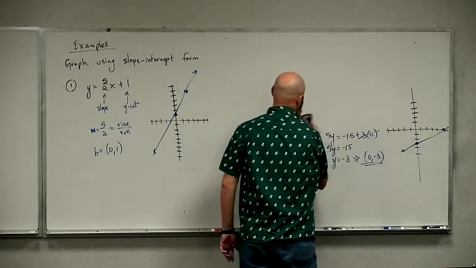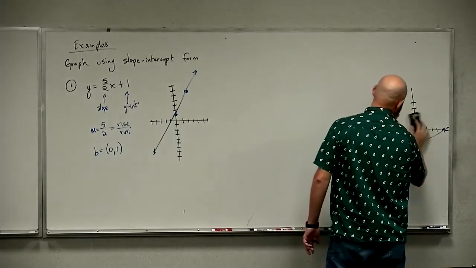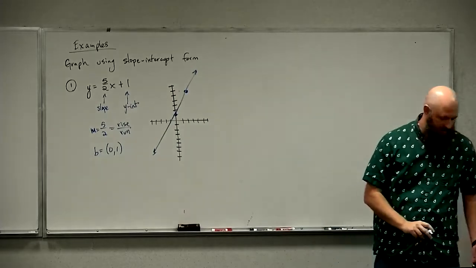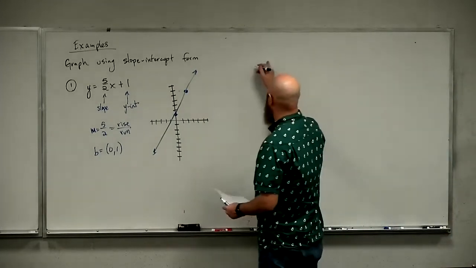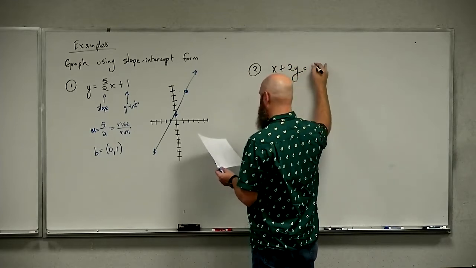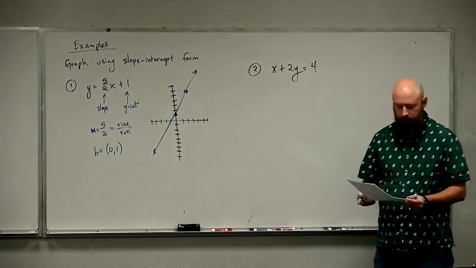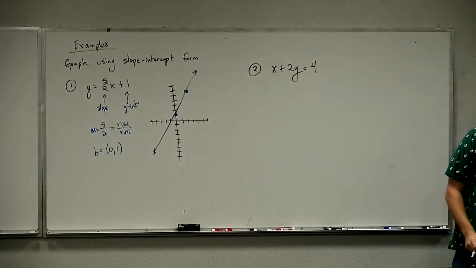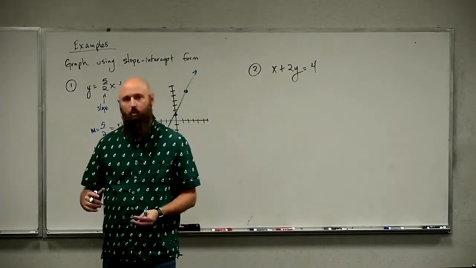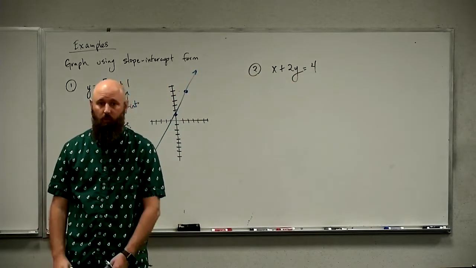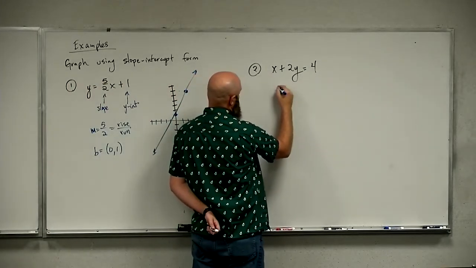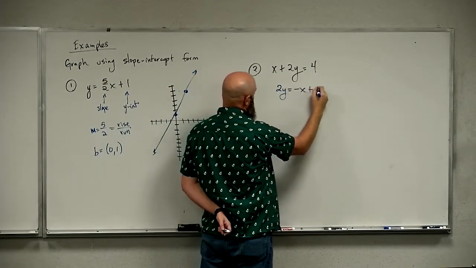So let's look at another one. Two here. Says x plus 2y equals 4. All right, so we can see this time y is not by itself. So we need to get it there so that it's in the correct form. So let's do that. So to get y by itself, we need to move that x over. So that's going to say 2y equals -x plus 4.